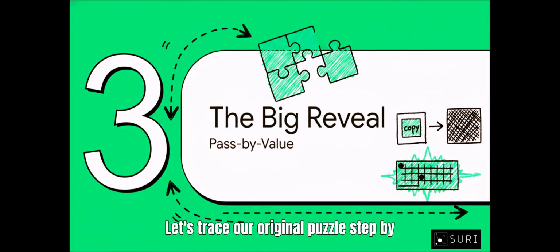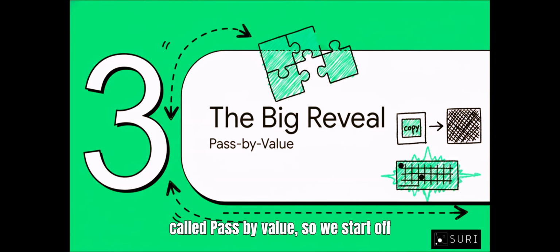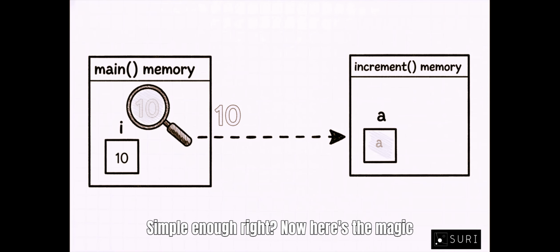Let's trace our original puzzle step by step and see exactly what's happening in the computer's memory. This whole idea is called pass-by value. So we start off in the main function. The program carves out a little piece of memory, let's just call it a box. It labels that box i, and it sticks the number 10 inside. Simple enough, right? Now, here's the magic moment.